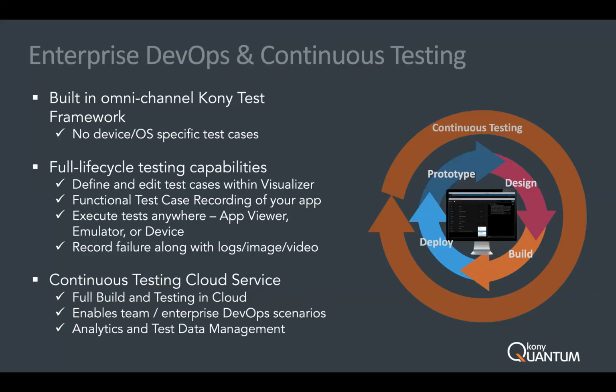So what we're doing is, this is our goal in the Quantum roadmap, right? We are engaging testing early. We are making it easy and making it continuous. So what we are building is testing directly within Visualizer to allow developers and testers to quickly create and record unit tests and functional tests, and automate these tests as part of the continuous testing lifecycle through our Kony DevOps platform.